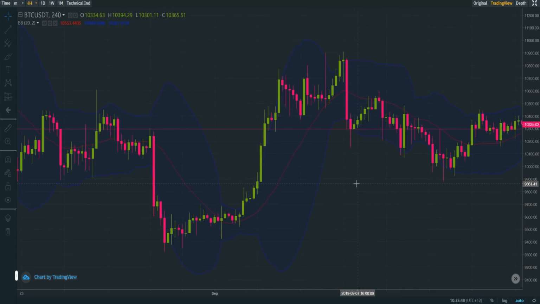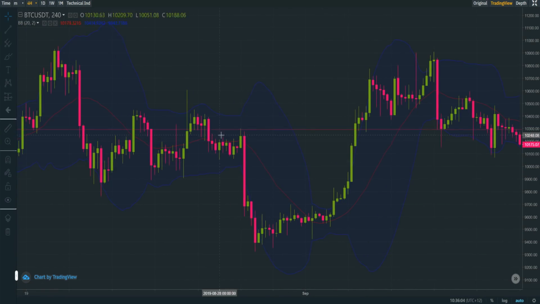Now, this is a very effective tool for really confirming those trend reversals. So you can use this either to say, hey, I want to open up a long here, or I want to open up a short in this position. Let me just give you a few examples of what this actually looks like.